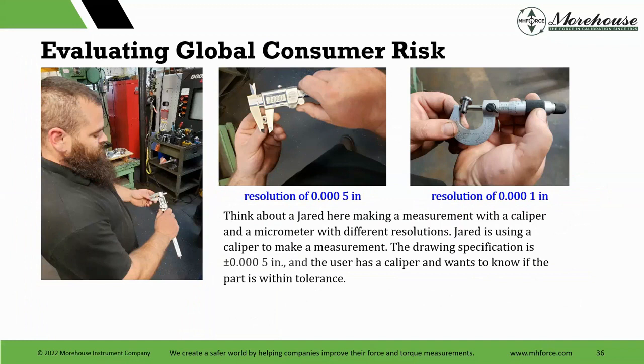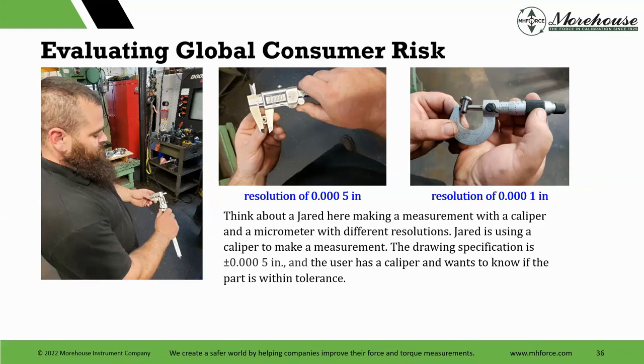If we evaluate this in our measuring process, here's Jared. He's making a measurement with a caliper and a micrometer with different resolutions. Jared is using a caliper to make a measurement. The drawing specification is 0.005 inches, and the user has a caliper and wants to know if the part is within tolerance. If we sent it off to a lab to be calibrated, they didn't take the resolution into effect, and they said, yeah, it's good. Jared's not going to know. Jared's just going to make a measurement, right? He's going to make the measurement on the part. If the drawing says plus or minus 0.0005 inches, he makes a measurement. If it's in that, he's going to say it's good.